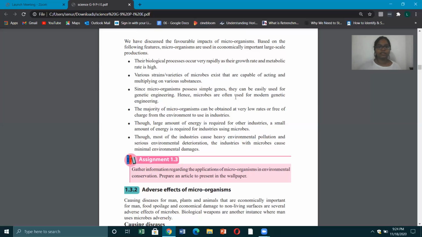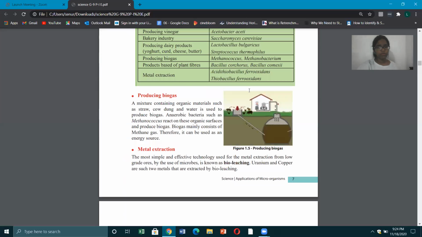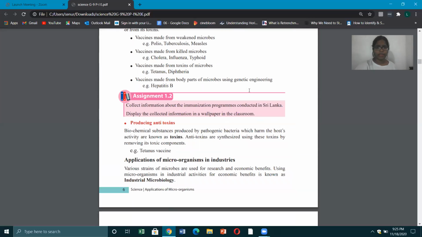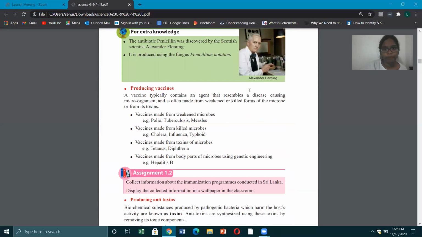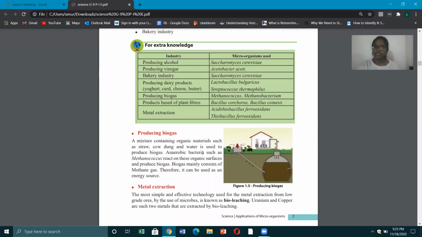And the next one is, since microorganisms possess simple genes, they can be easily used for genetic engineering. Hence, microbes are often used for modern genetic engineering. Okay, we actually talked about it, remember, when we were talking about bio-leaching and bioremediation. Everything is related to that. And vaccines are made from body parts of microbes using genetic engineering. So genetic engineering is used.